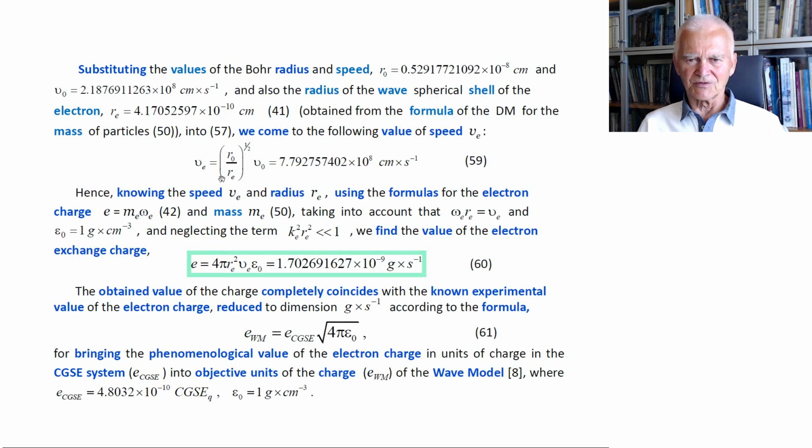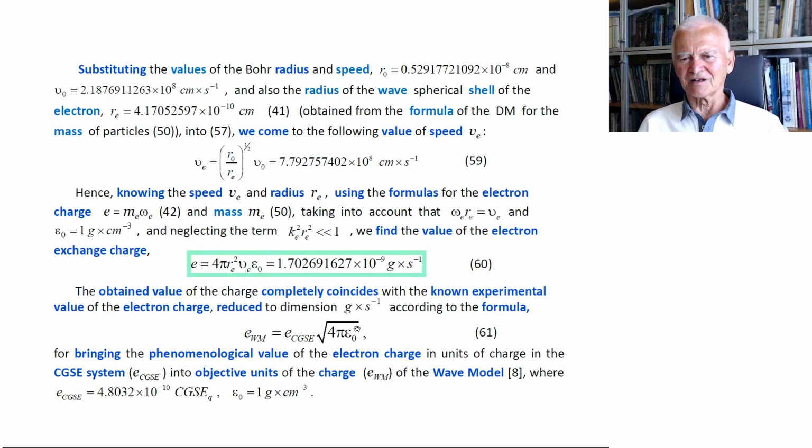Hence, knowing the speed V0 and radius RE, using the formula for the electron charge and the mass ME, taking into account this one and epsilon 0 equal to 1 gram per centimeter cubed, and neglecting this term, we find the value of the electron exchange charge. So, using this formula discovered in the wave model, we arrive at this expression, and substituting all the data, we arrive at the value of the electron charge, 1.7 multiplied by 10 to the power minus 9 gram per second. The obtained value of the charge completely coincides with the known experimental value of the electron charge.